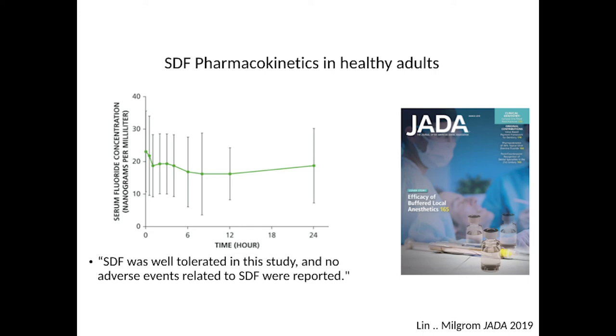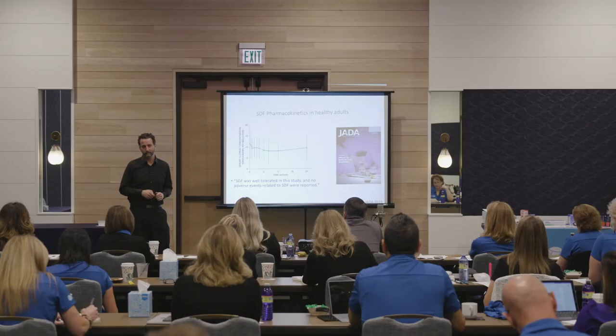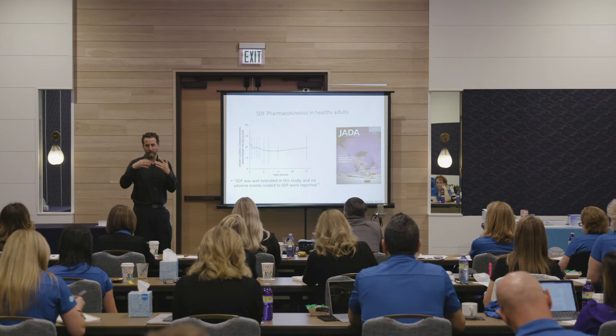So with routine, careful administration of silver fluoride onto caries lesions and high-risk surfaces, we get no measurable increase of fluoride content in the blood at all. If you brush your teeth with fluoride toothpaste, you get a little bump. The bump is small with fluoride toothpaste, but with silver fluoride, nothing.